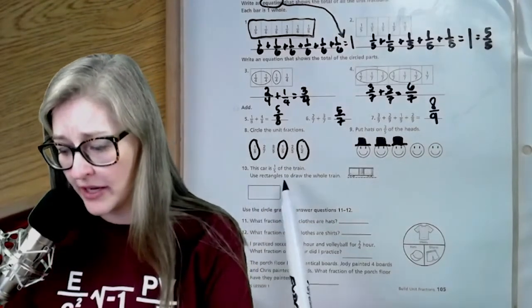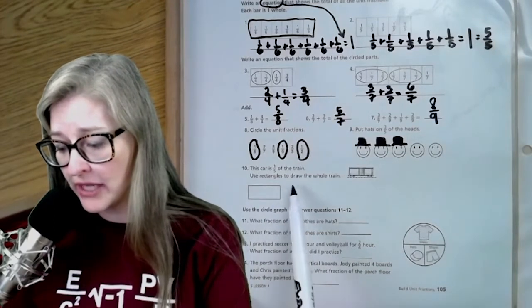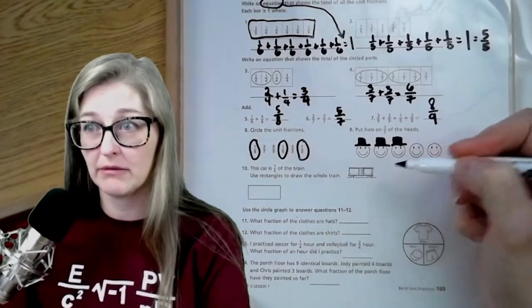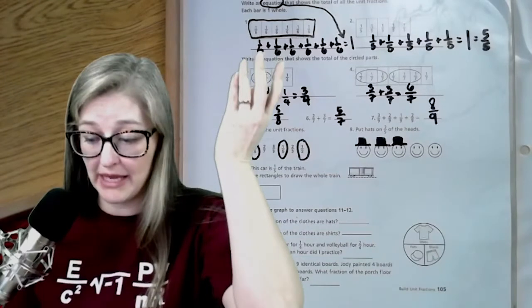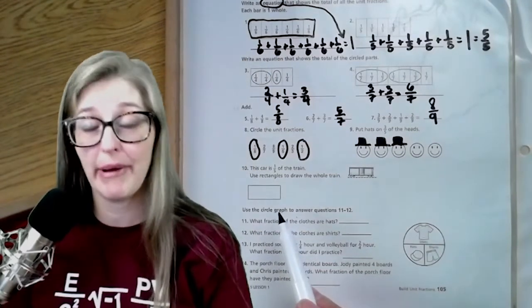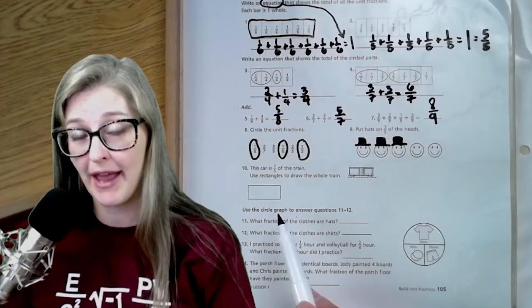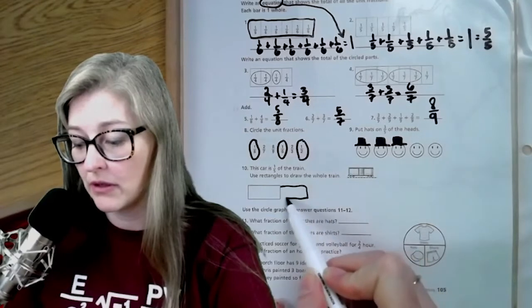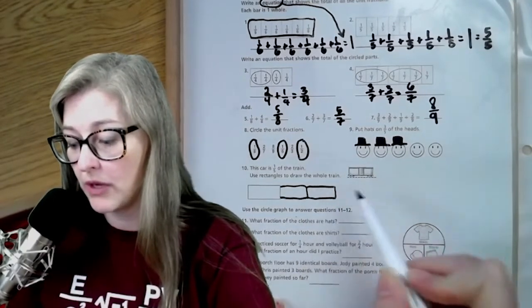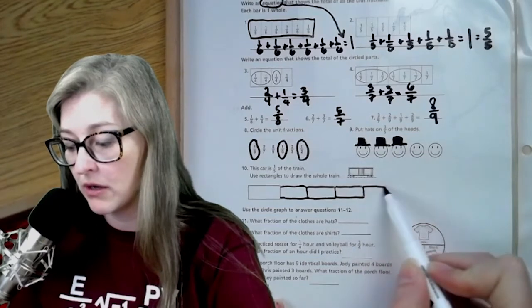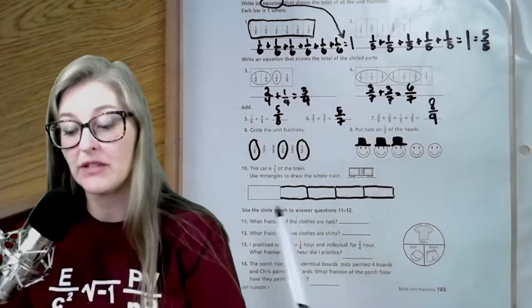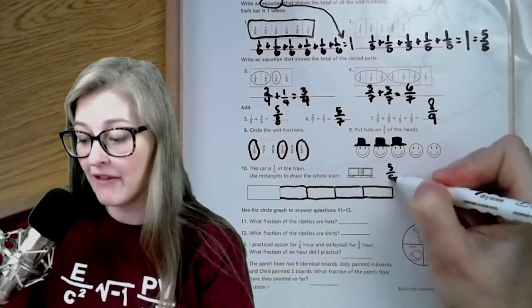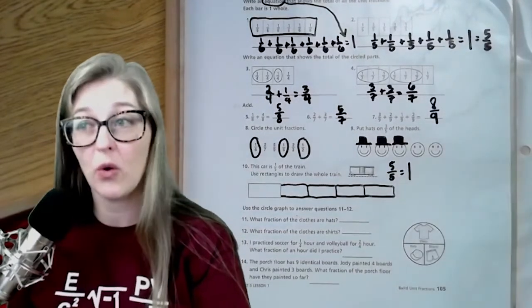All right. This car is 1/5 of the train. Use rectangles to draw the whole train. Okay, so if this is 1/5 of it, I know that the whole train is going to be how many of these rectangles? Pause, draw it on your scratch paper, and then come back. All right, if here's 1, 2, 3, 4, 5. It's very much just adding a series of unit fractions to get to 5/5 is 1 whole train.